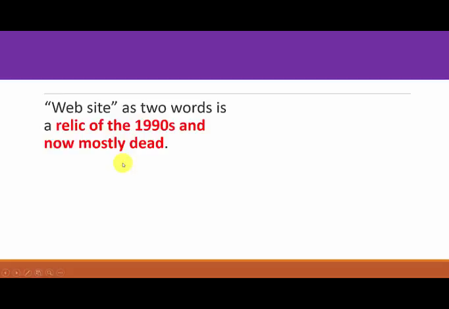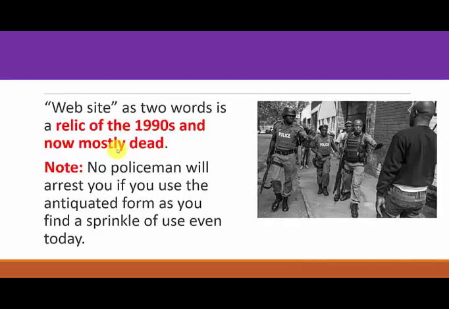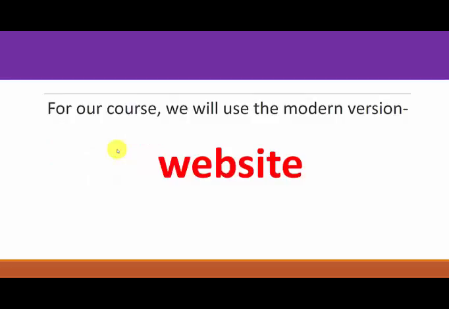Now, the 2-word variant is rather old. It used to be what we used to have in the 1990s and all that, but it's now mostly dead. But that's not to say that they are not occasional. You occasionally encounter some of them. But you can use any of the 2. You can use either web and site, or you use one, but you'll be modern if you use the 1-word option. That's website as a word. But I tell you, no policeman will arrest you if you use web and site. But me, we will just, for the purpose of this course and other, settle for website.